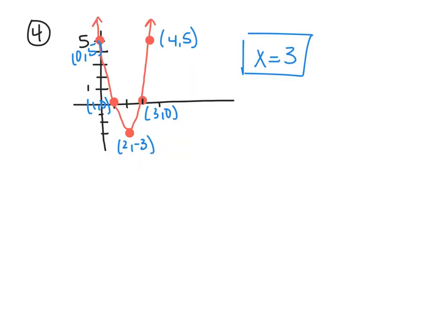Question number 4 is also from chapter 2, the end of it, talking about quadratics. So they give us some points about a quadratic equation. They tell us that it intersects the y-axis at the point 0,5, it intercepts the x-axis at the point 1,0, and it has a vertex at 2, -3. And they want to know where it intersects the x-axis again.